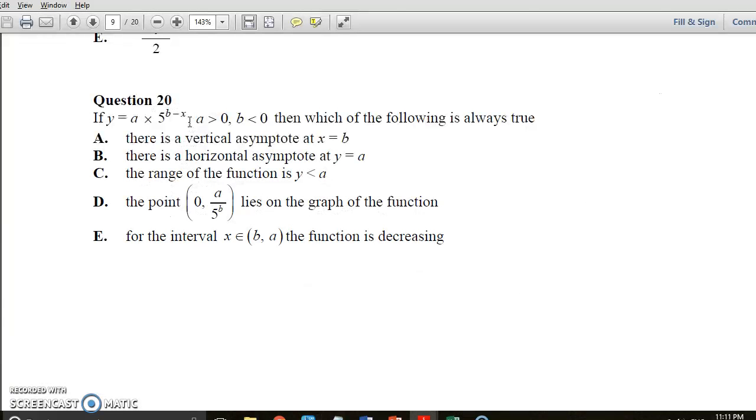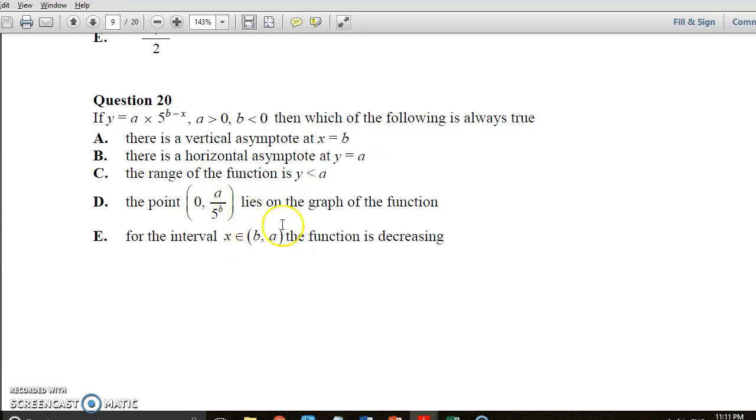So in this case, it's not going to be that. The range of the function is y less than a. So if a is greater than 0, then the range is not going to be less than 0. The range is going to be greater than 0, regardless. If a is bigger than 0, y is going to be bigger than 0. So that's not going to be the case. So we're looking at either of these two: the point 0, a over 5 to the power of b, and for the interval b to a, the function is decreasing.